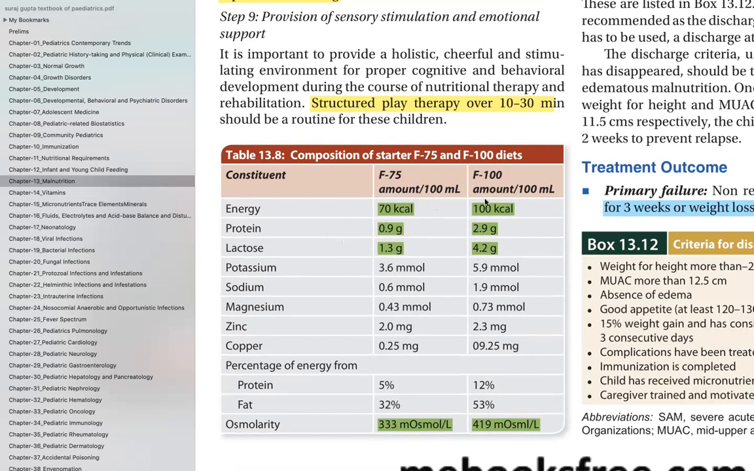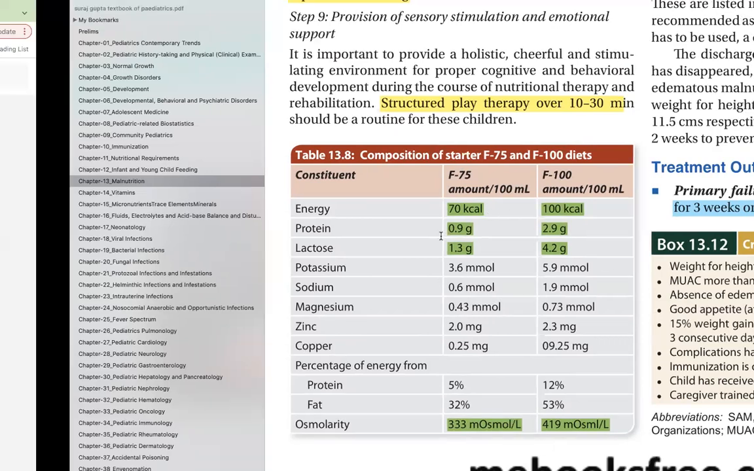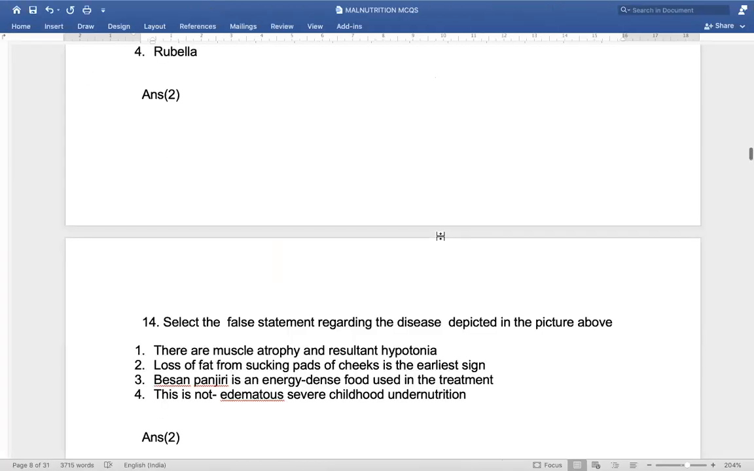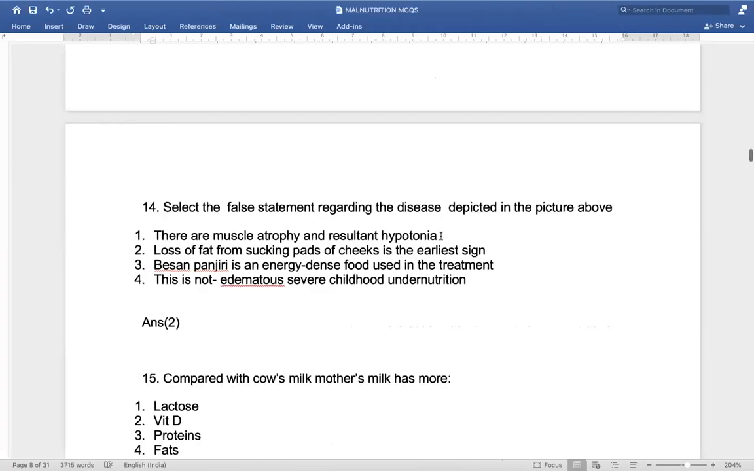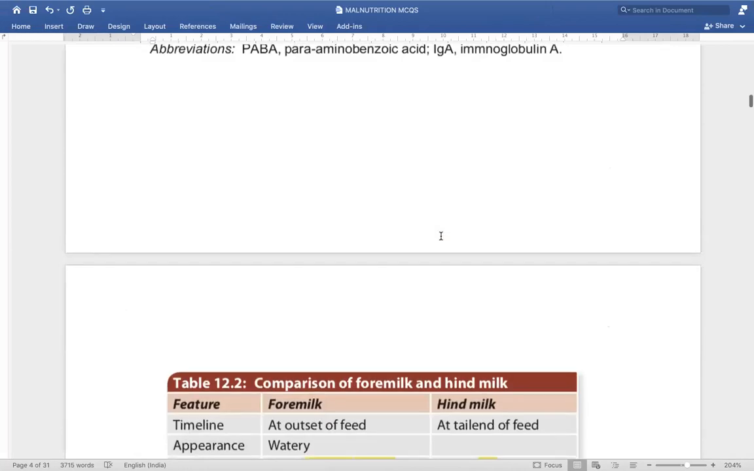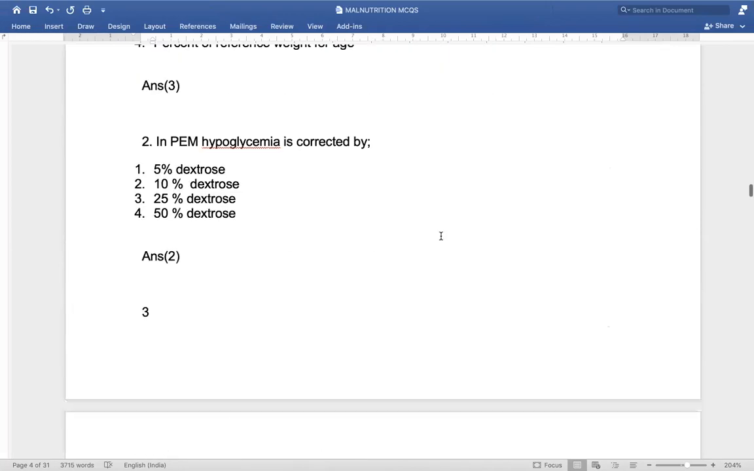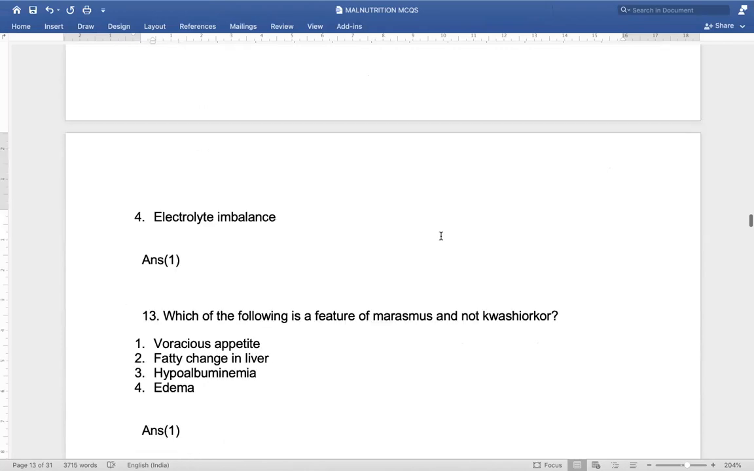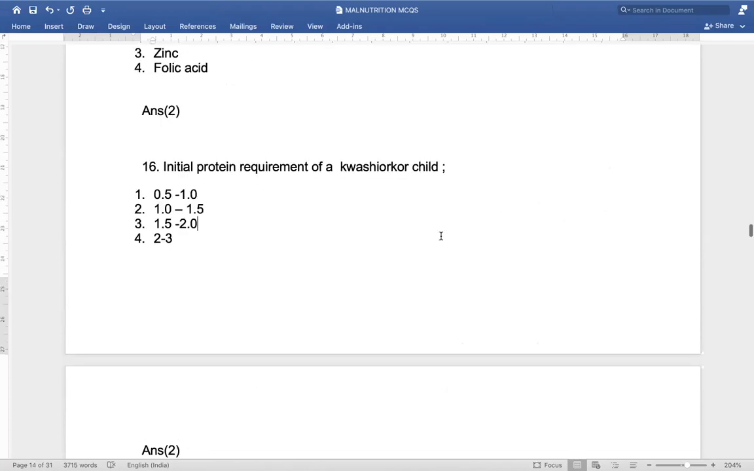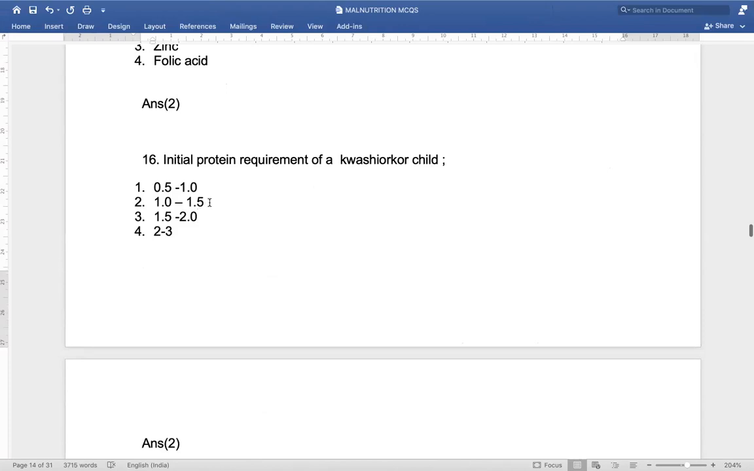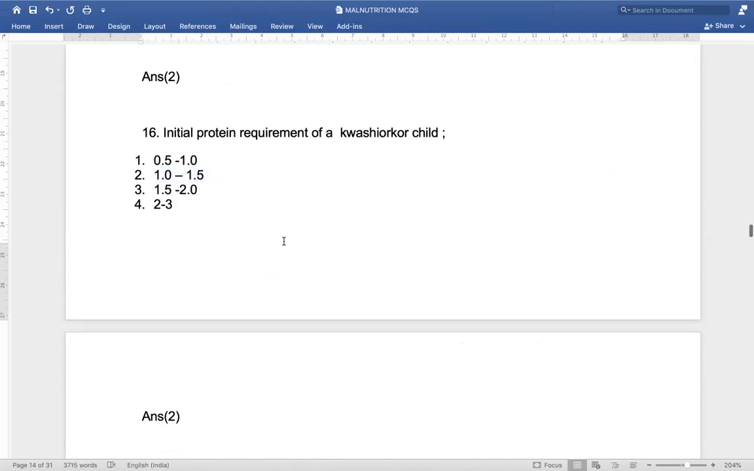Why we give a higher calorie and higher osmolality diet later on is that if we give it early, what happens is refeeding syndrome. If we give a very high calorie diet in the initial days, we will face a risk of refeeding syndrome, which we will discuss in the next few questions. So initial protein requirement in a kwashiorkor child is 1 to 1.5 grams.